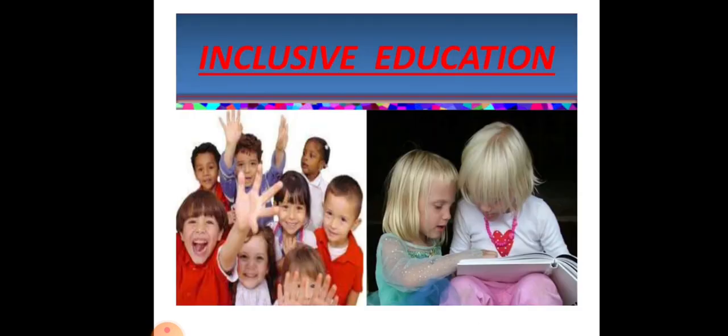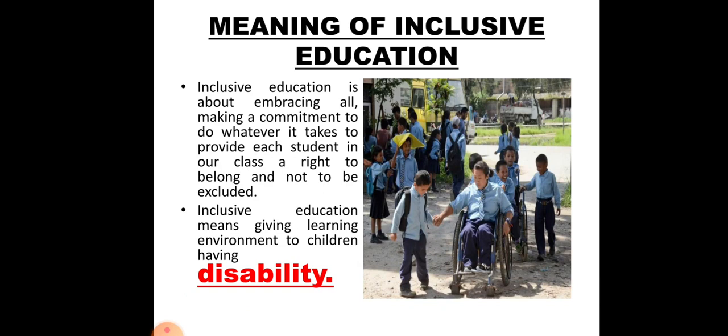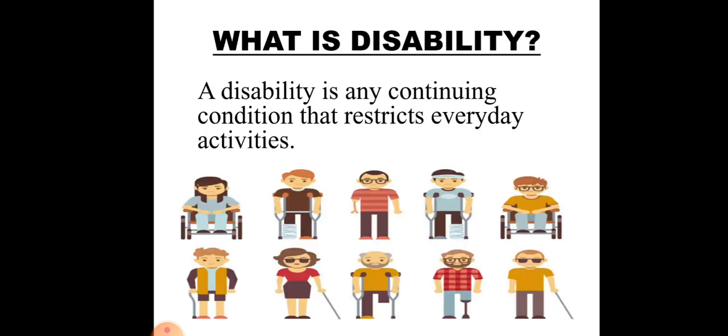Do you know what inclusive education is? Inclusive education is about embracing all, making a commitment to do whatever it takes to provide each student in our class a right to belong, not to be excluded, like you can see in this picture. So inclusive education means giving a learning environment to children having disability. Disability means any continuing condition that restricts everyday activities.